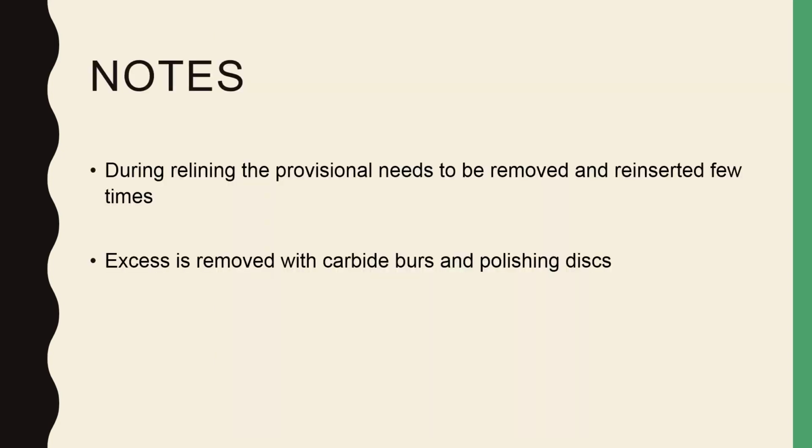While using the preformed crowns, during the relining stage, the provisional needs to be removed and reinserted a few times to prevent locking of the restoration in undercuts and to dissipate the heat. Any excess is removed using carbide burrs and polishing discs, but not diamond burrs and stone burrs, since they produce heat which melts the material instead of removing it.